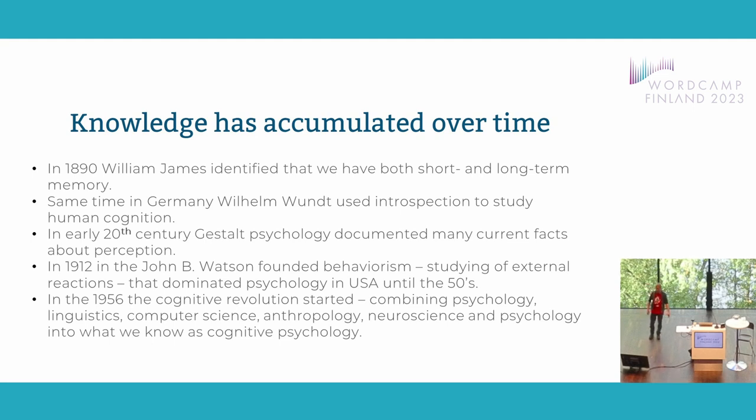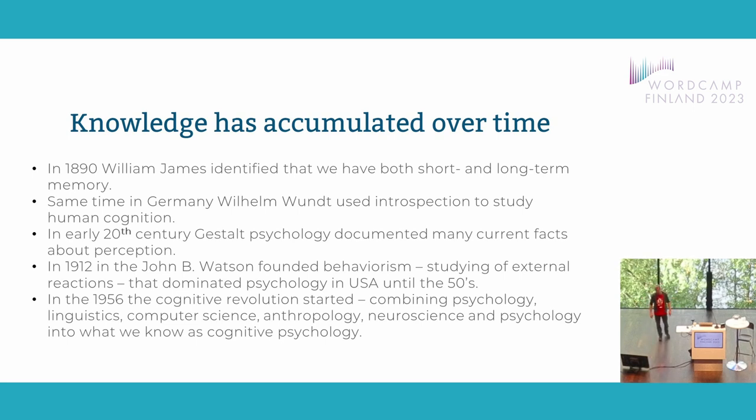Then at the same time in Germany, there was Wilhelm Wundt, who used introspection to study human cognition. In the early 20th century, there was the Gestalt school, who documented many of what we now consider facts about humans, like how we perceive things. And then in the US, in 1912, John B. Watson started what is called behaviorism in psychology, studying external reactions, while the German school was studying just internal thoughts.